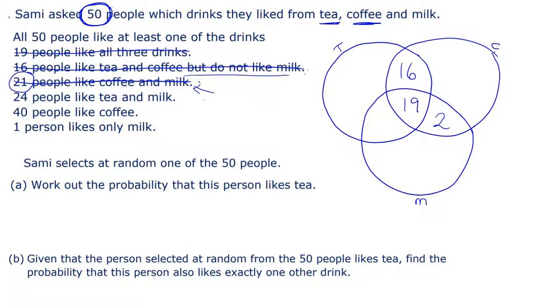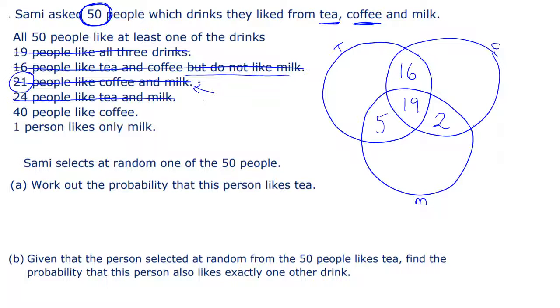Done that one. 24 people like tea and milk, so this is the same thing. I've got 24 altogether in this section. And so I need to have 5 going in there. Dealt with that one. 40 people altogether like coffee, so I'm now going to look at just the coffee circle up here.